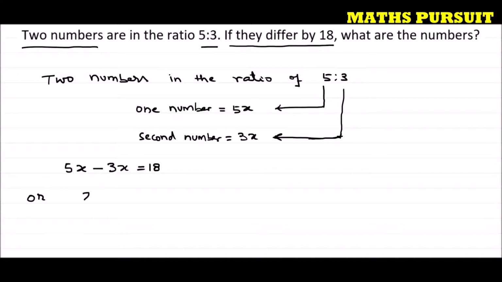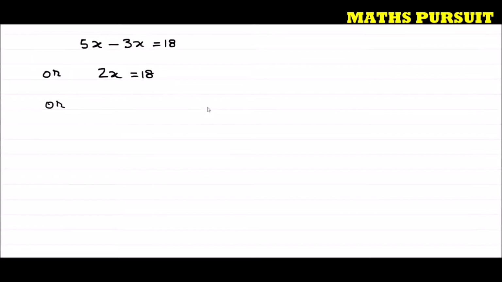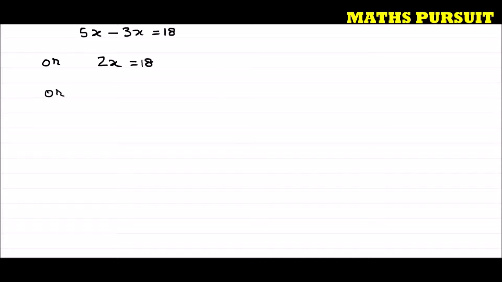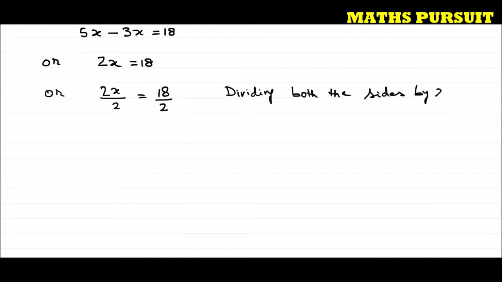5x minus 3x is 2x. 2x is equal to 18. I can write 2x divided by 2 is equal to 18 divided by 2. What I am doing here is dividing both the sides by 2.